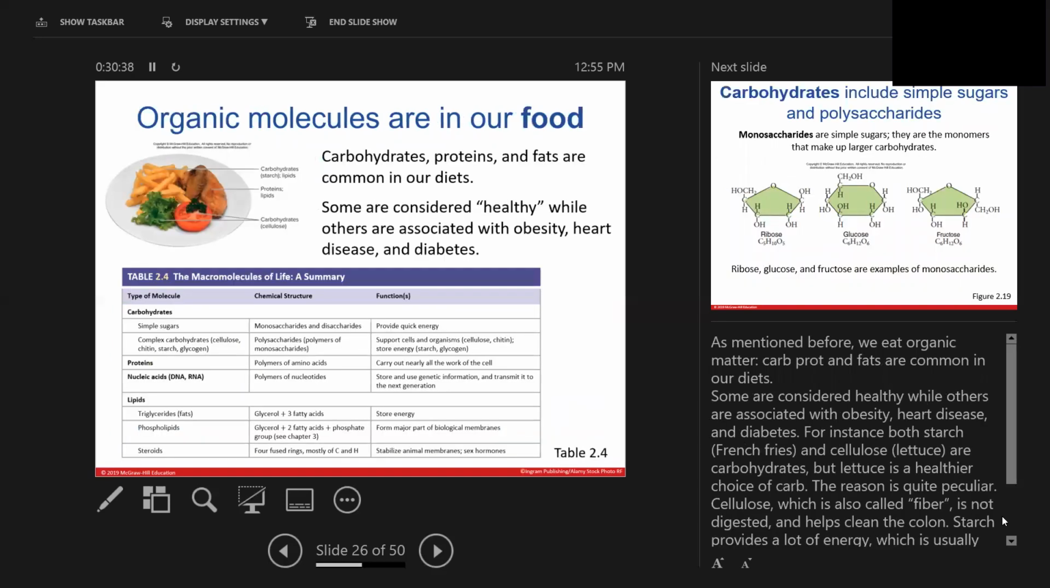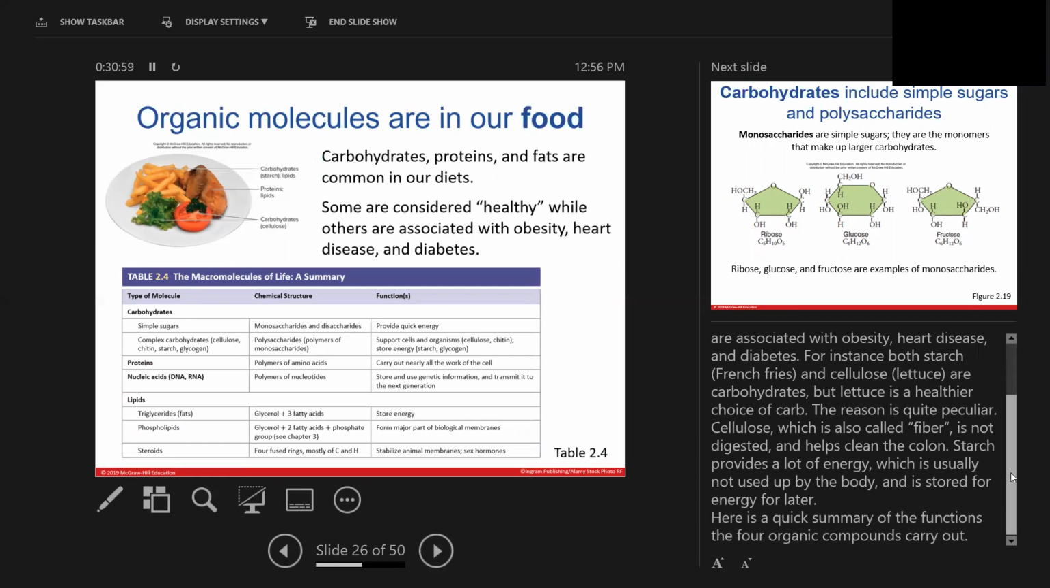Now, remember that organic molecules are in all of our food. So carbohydrates, proteins, and fats are common in all of our diets. Some of these are considered healthy based off of how they're structured, while others are associated with obesity, heart disease, and diabetes. For instance, both starches, such as can be found in French fries, and cellulose, which can be found in things like lettuce, are carbohydrates. But lettuce is clearly healthier because of the way those carbohydrates are formed within that particular molecule.